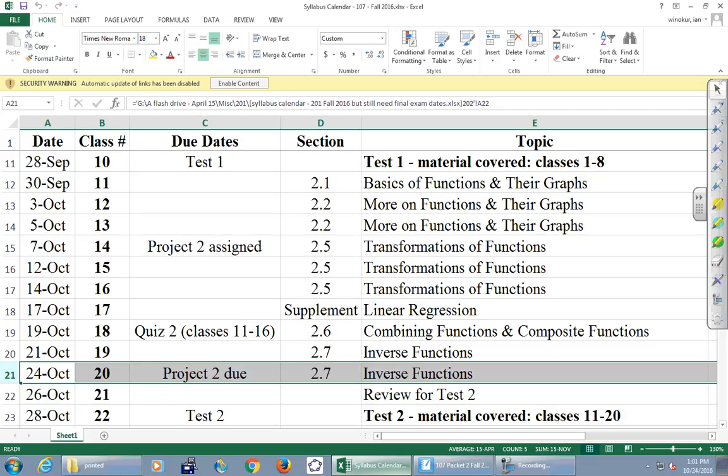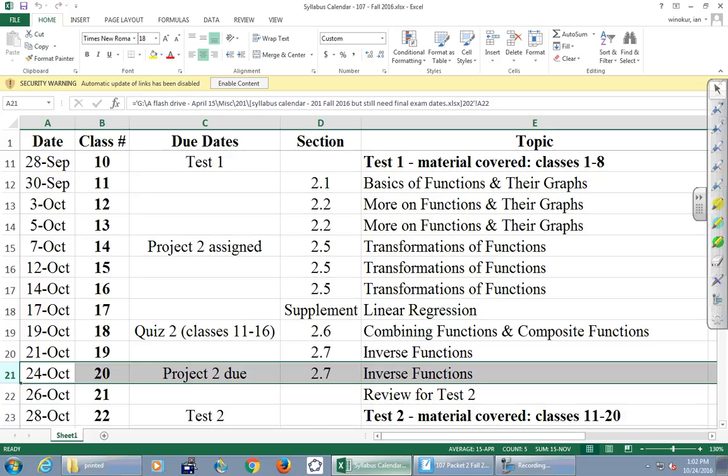Project number 2 is due right here, right now. Put it in the green folder at this moment. So the policy in the syllabus, which I mentioned last week, is that the projects are not accepted late. So hopefully whatever you've got, you give it to me right now.